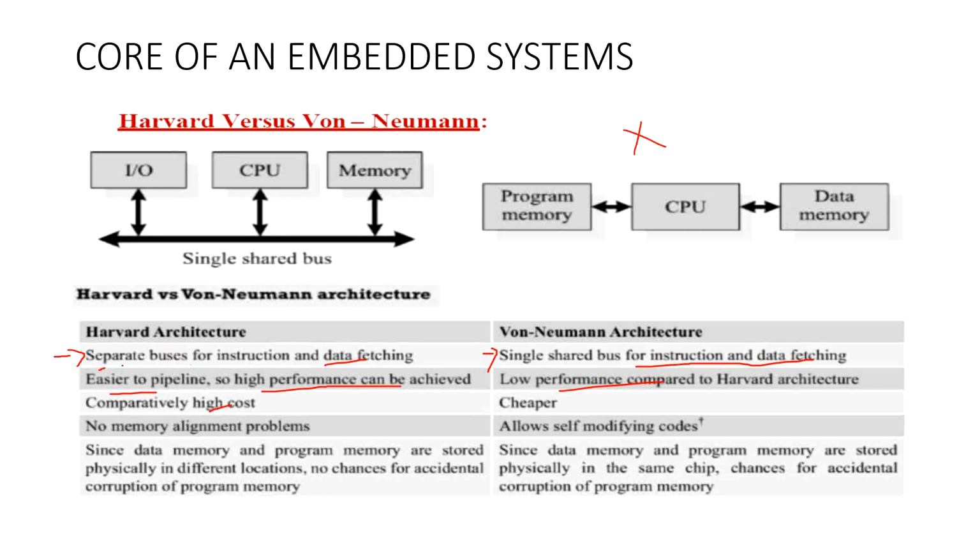Harvard has a comparatively high cost because separate buses are used, whereas over here it is cheaper. No memory alignment problems will be there because the memory part will be separate, whereas over here there are some problems with the memory. Since the data memory and the program memory are stored physically in different locations, there is no chance of accidental corruption. Whereas over here they are used in the same memory, so accidental corruption is possible.